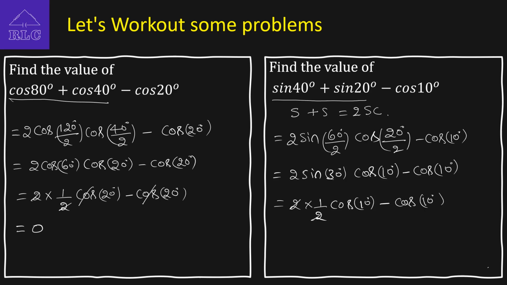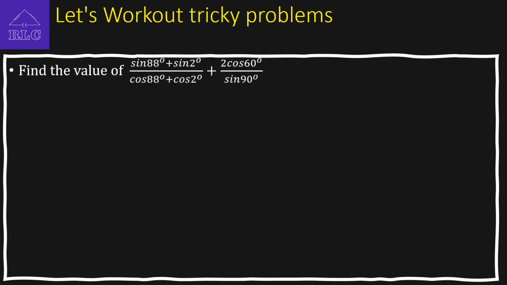So 2 gets cancelled, cos 10 and cos 10 get cancelled, the result is 0. Let us have a tricky question on this transformation. We have (sin 88 degrees plus sin 2 degrees) divided by (cos 88 degrees plus cos 2 degrees) plus 2 cos 60 degrees divided by sin 90 degrees. So let us see what is the value of this.